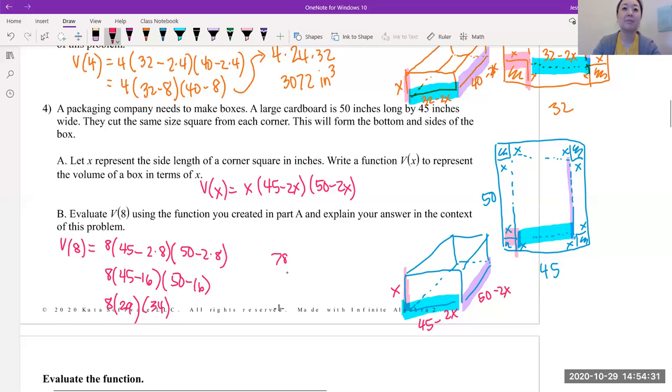Okay, so this is going to be 7. Oh, actually, I should probably not write it there. Just write it underneath here. 7888. Okay. What did it eat? It ate 8. All right, and so remember this is in inches cubed. And so we're going to write our answer in context.